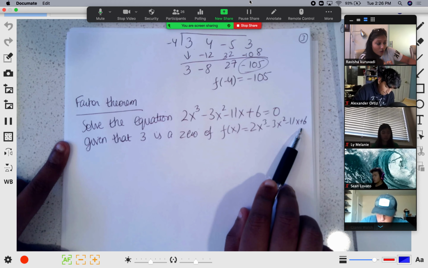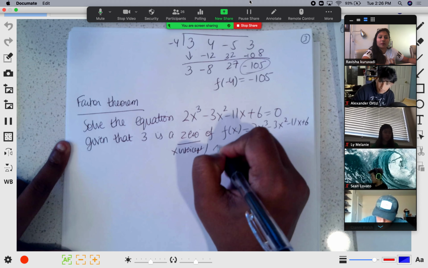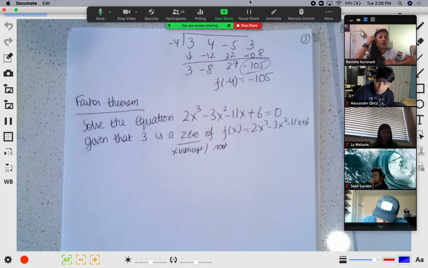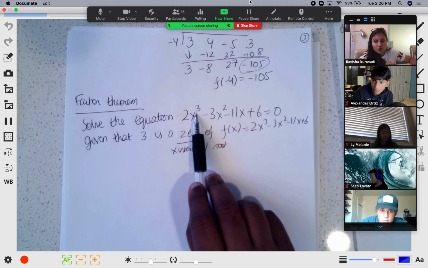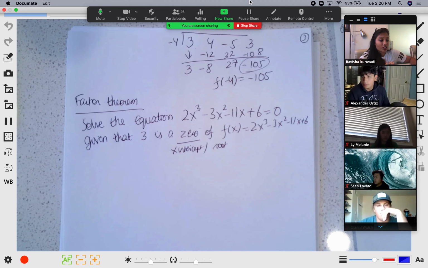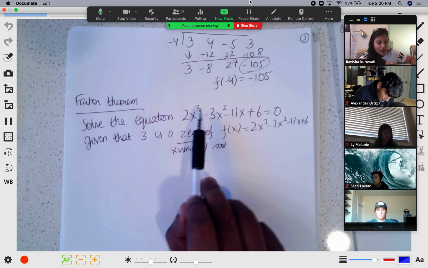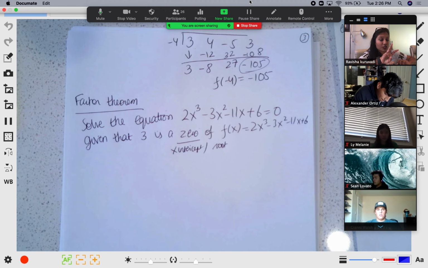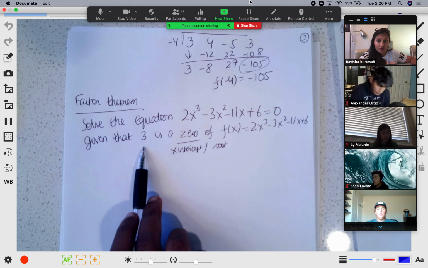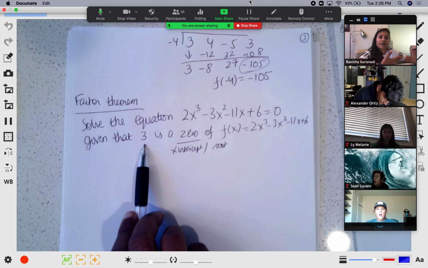So 0, x-intercept, root, it means the same thing. So once you are given this, they want you to find other zeros. Since the degree was 3, the highest power was 3, there are supposed to be 3 answers. Whatever is the degree, that many zeros will be there. Note, they are already giving you 1 zero. 1 is already in the question. They say that given that 3 is a 0, 1 zero is already given to you. You need to find other zeros.